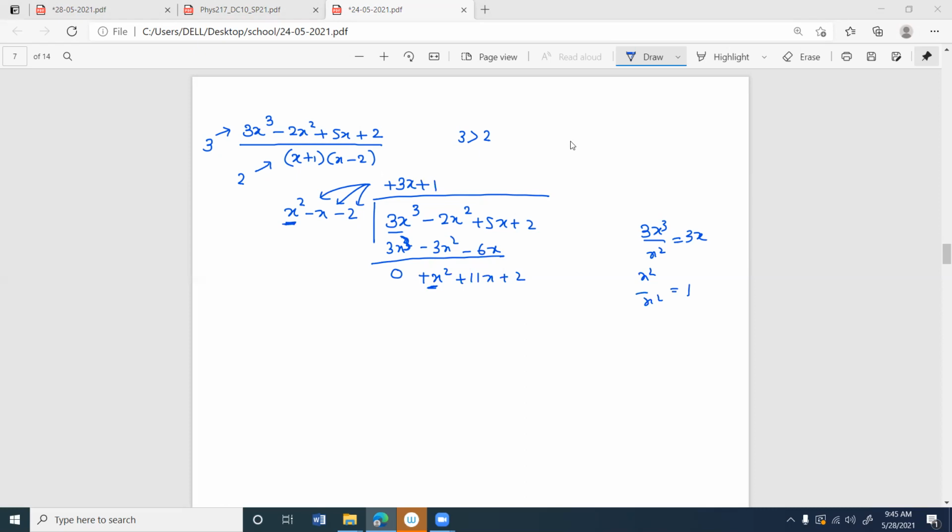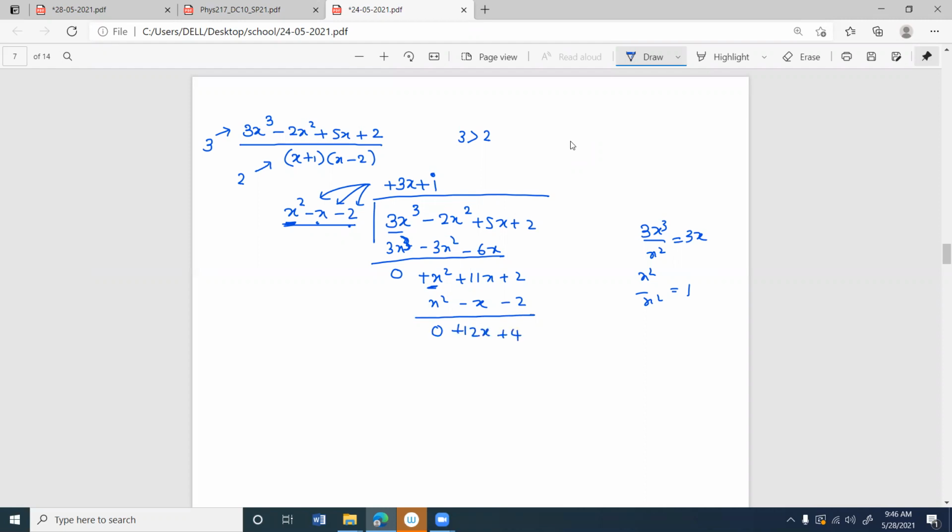Right, okay. Then multiply this entire expression with 1. 1 into x squared is x squared. 1 into minus x is minus x. 1 into minus 2 is minus 2. Then we'll subtract this. It turned out to be 0. 11 minus minus 1 is plus 12. 2 minus minus 2 is plus 4.